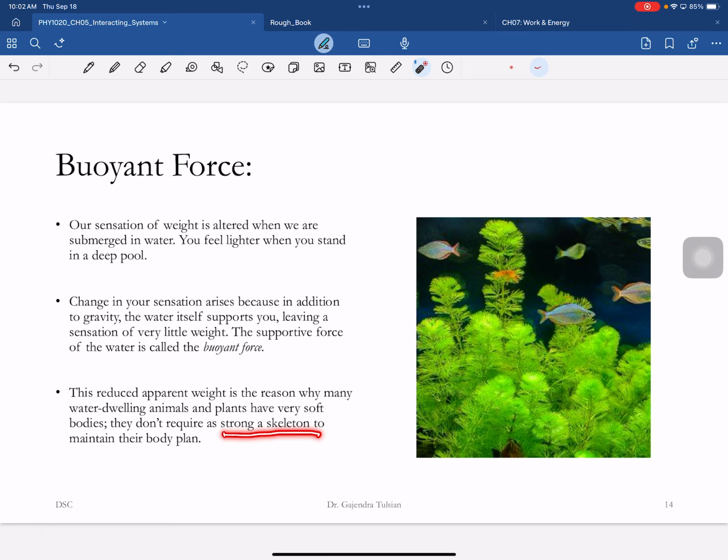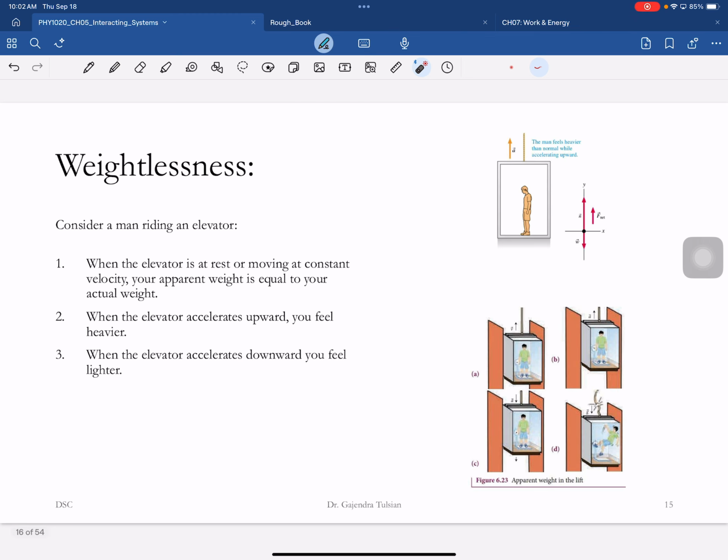So underwater things don't require strong skeletons to maintain their body plans. Okay, so now we'll see when you can experience weightlessness. We have already said you can experience weightlessness, so you just go underwater. Okay? So here's an elevator, and we saw this.